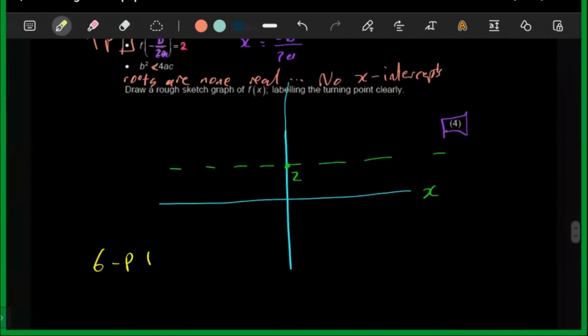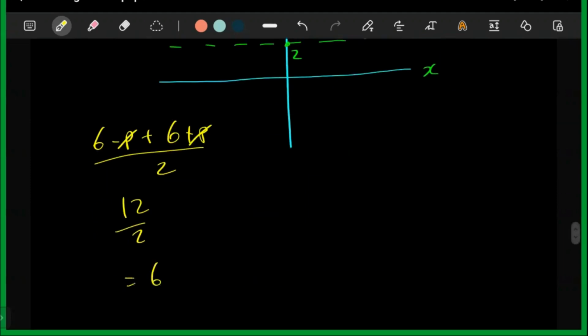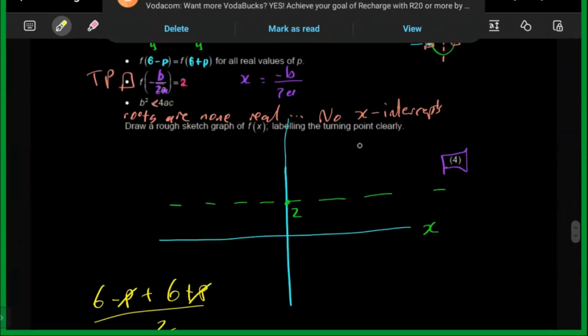So let's see here. If you add 6 minus p and 6 plus p and you divide by 2, that's going to be the x value of the turning point. 6 plus 6 is a 12, minus p plus p goes away. So you have 12 over 2, which is 6. So what you know is the turning point is somewhere at x equals 6.